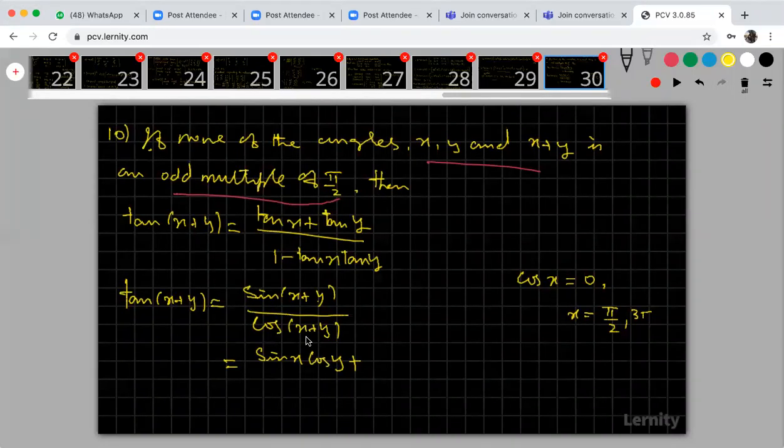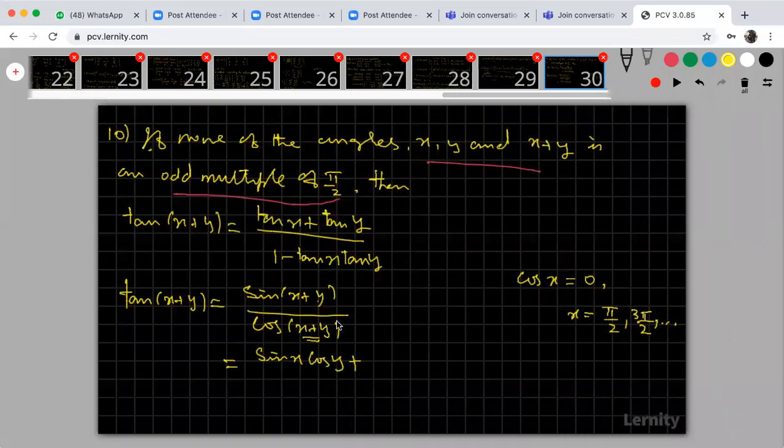Okay, students, look at that. Your cos x is 0 means x is equal to pi by 2, 3 pi by 2, 5 pi by 2, and so on, similarly for the negatives also. If x is an odd multiple of pi by 2, then cos x is 0. That means if x + y is an odd multiple of pi by 2, then cos of (x + y) is 0. Sine of any value divided by 0 is undefined, so tan(x + y) is undefined.